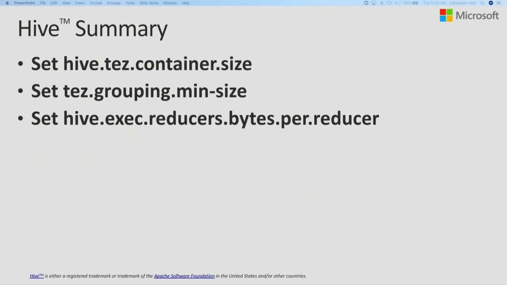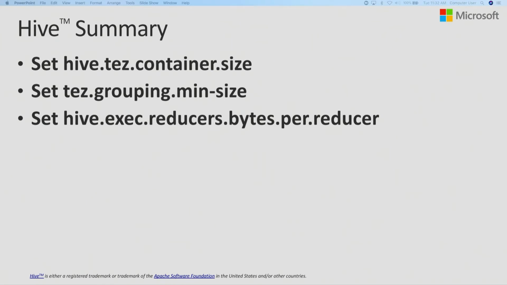So in summary, for Hive, the main thing that we want to do is take a look at the container size. And that's going to be the overarching thing that we can do in Hive, because more containers on a single-threaded system will give you more concurrency if you create more containers. So decrease the amount of memory that's in each container, and then you'll get more containers.